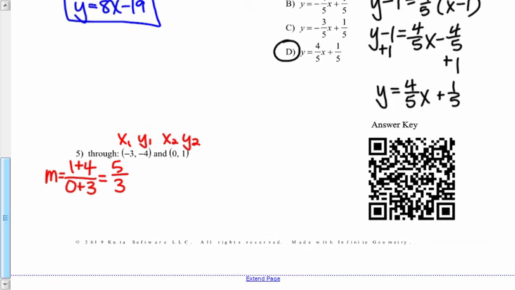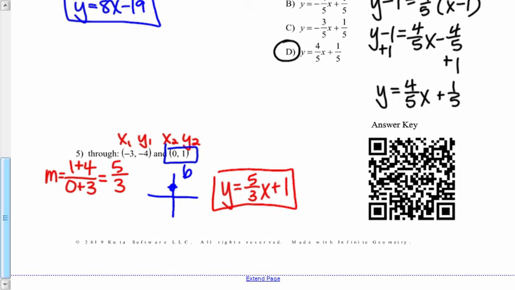Now there's two things we can do. We could go back to point slope form in a very similar way that we did to number 4. Or if you can recognize that if you were to graph the point 0, 1, that would be on the y-axis. So that's actually telling you your b value. So we can say y equals 5/3 x plus 1. But again, if you went through a process that's very similar to number 4, that's totally great. You should get the same thing either way.